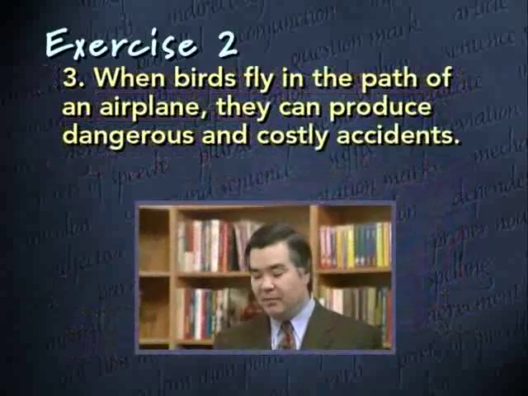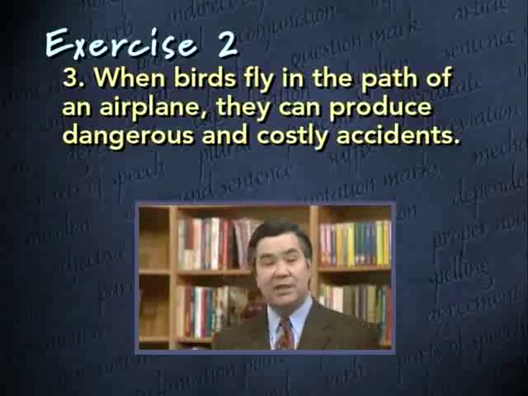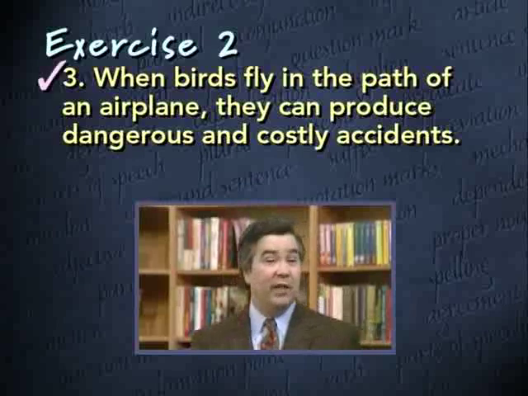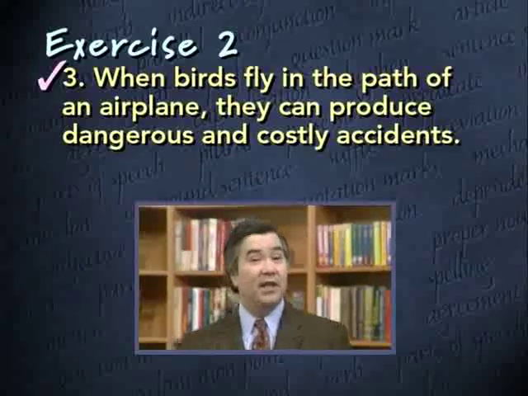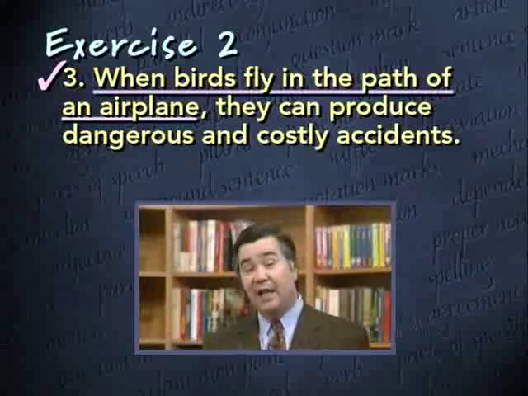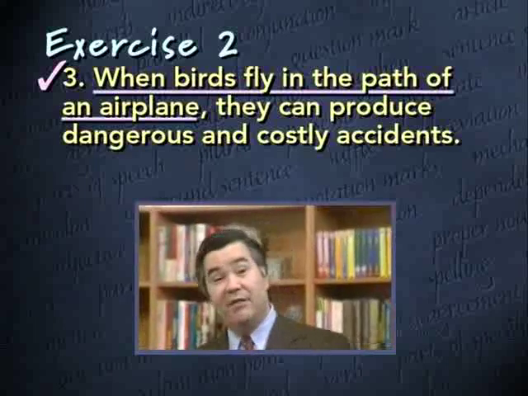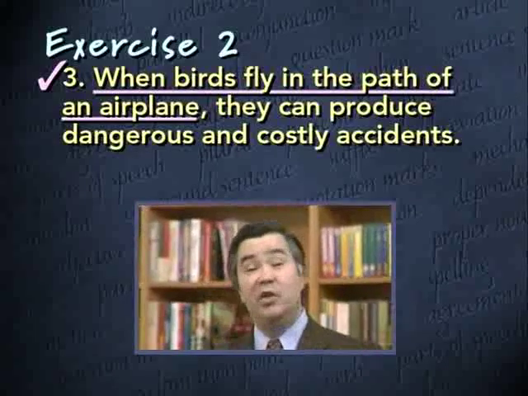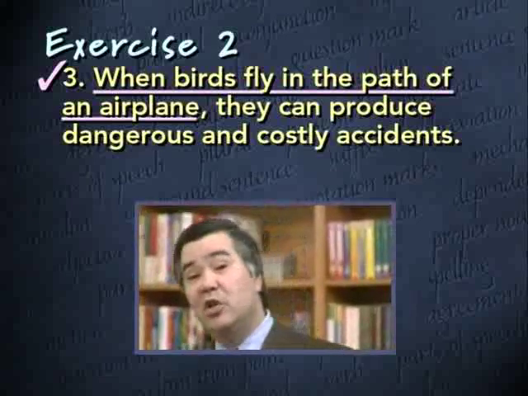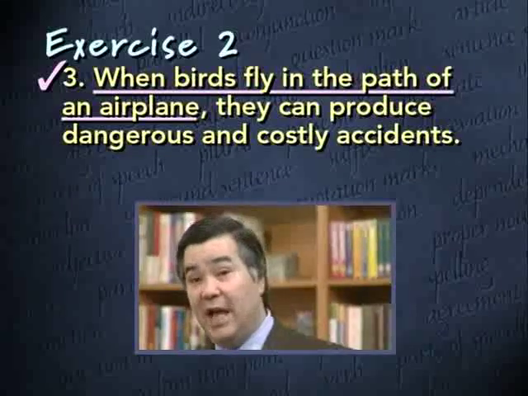Next example. "When birds fly in the path of an airplane, they can produce dangerous and costly accidents." This sentence is perfectly correct as written. It begins with a subordinate clause, "when birds fly in the path of an airplane." And that clause is acting as an adverb. It is modifying the verb "can produce" that appears in the second part of the sentence. It's explaining under what circumstances the birds can produce the dangerous and costly accidents.